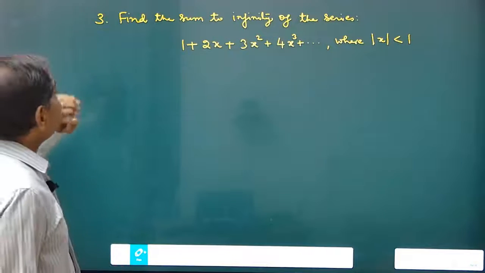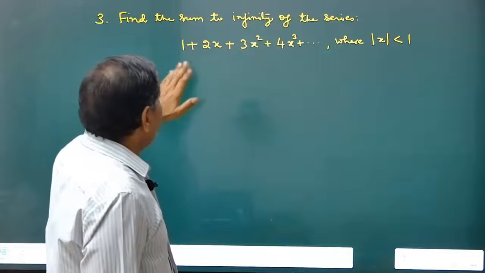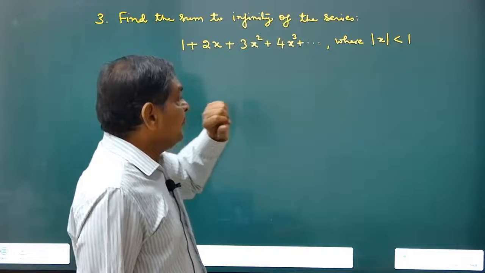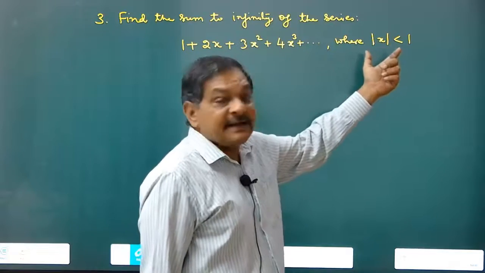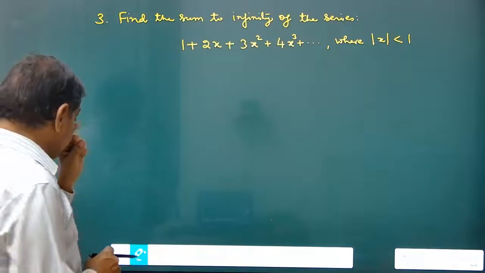Third question is, find the sum to infinity of the series 1 plus 2x plus 3x square plus 4x cube and so on, where modulus x is less than 1. Okay. Let us understand how we solve such questions.